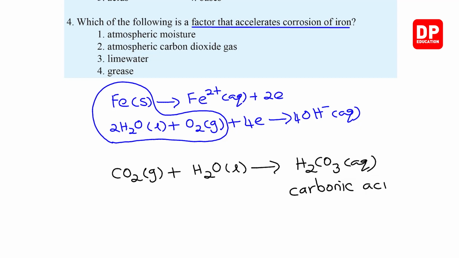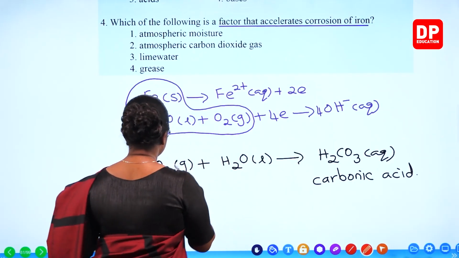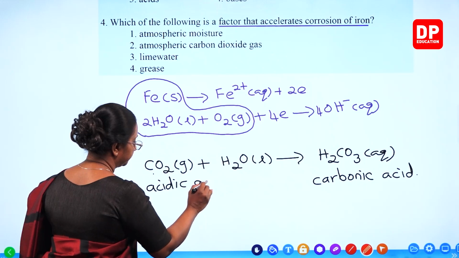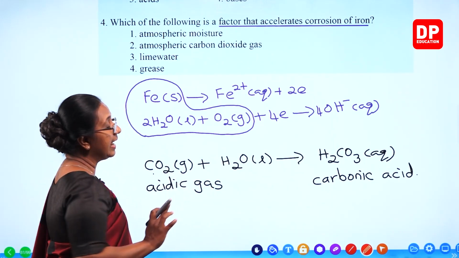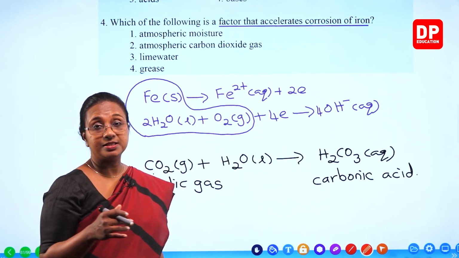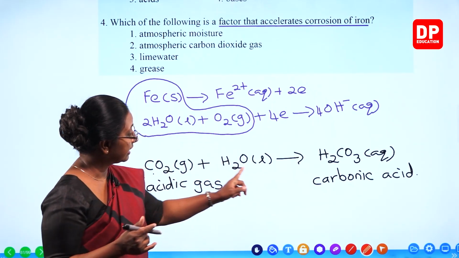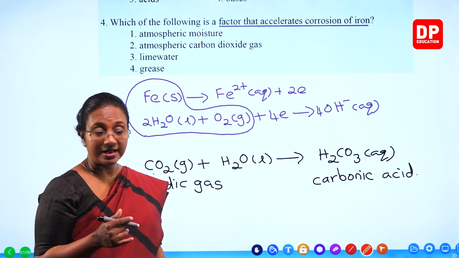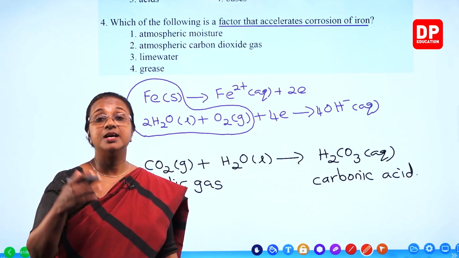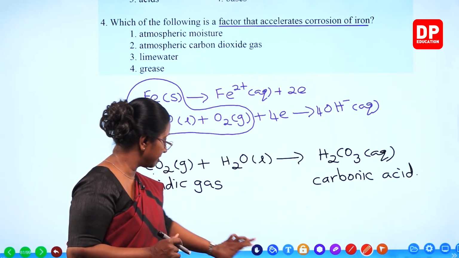Carbonic acid. Now this is an acidic gas. So we said that acids accelerate rusting. Earlier also I explained that. So because of that, carbonic acid is also an acid. So carbon dioxide that is present in the atmosphere can accelerate rusting.